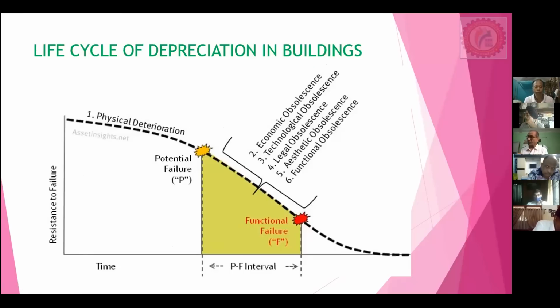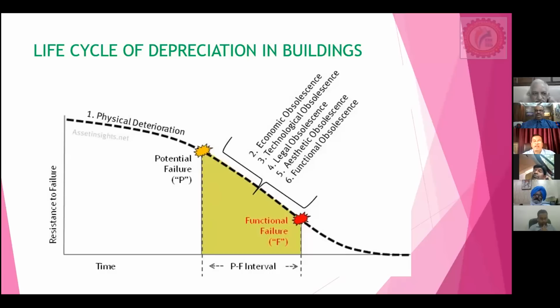You can use the age life method of depreciation and you can determine very easily the value of the building. Even regarding the age, you need not worry. Whether it is 5 years, 10 years or 20 years, you can just analyze. There is no economic obsolescence and no functional obsolescence, only physical deterioration. We can calculate the depreciation very easily. That is why I am stressing that all valuers should understand this life cycle of depreciation in buildings. So now you can apply.